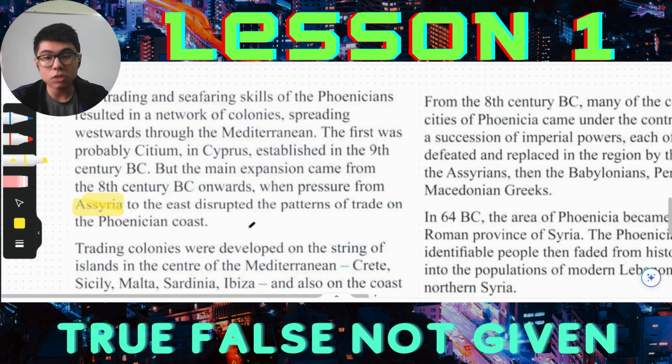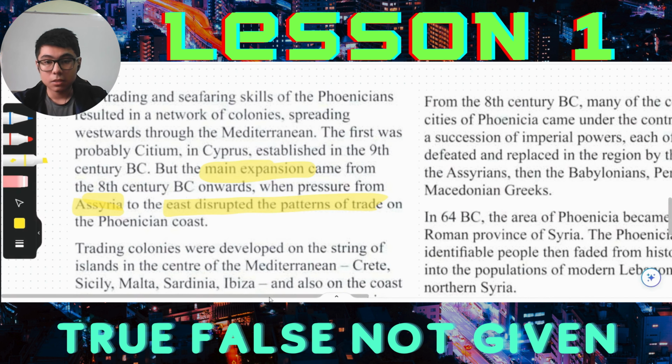So identifying those unchangeable keywords was so important for us, and now we actually easily found the location, right? So the main expansion, like the establishment of those towns, came from the 8th century BC onwards. And that time was when pressure from Assyria to the east disrupted the patterns of trade, right? So there were problems, and the problems were the east disrupted the patterns of trade. This was the problem, and this led to the main expansion.